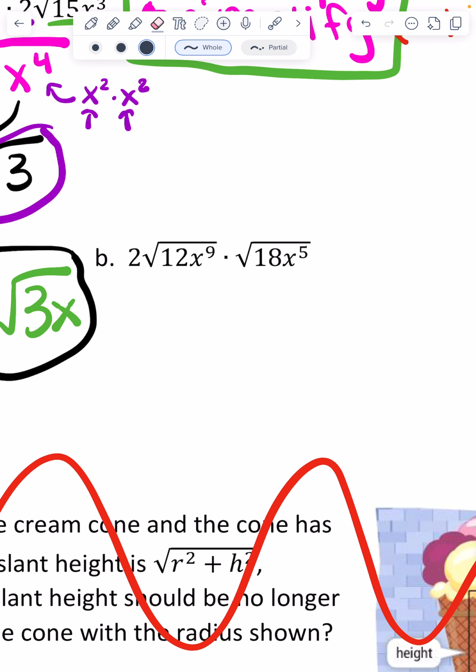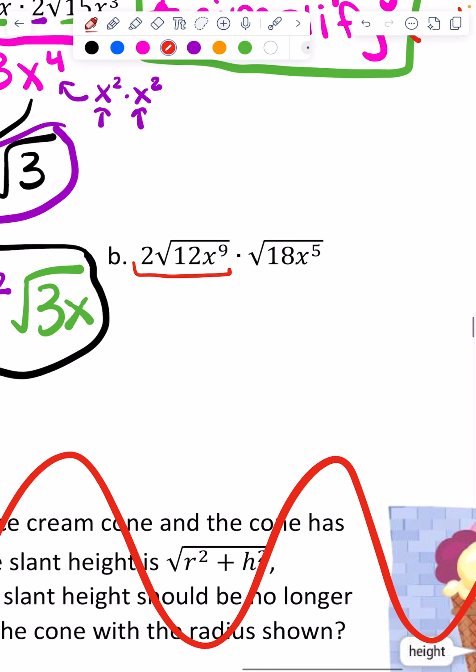All right, just focusing here. I'm going to simplify that as much as I can. So I'm going to do this one a little bit quicker. The 12, I can break into a perfect square. I know 4 goes into 12, 4 times 3. And x^9, I'm going to break that down right away too, into an even exponent. So x to the 8th times x to the 1, that is the same thing as x to the 9.